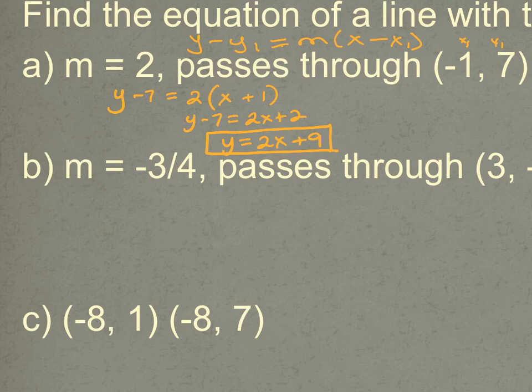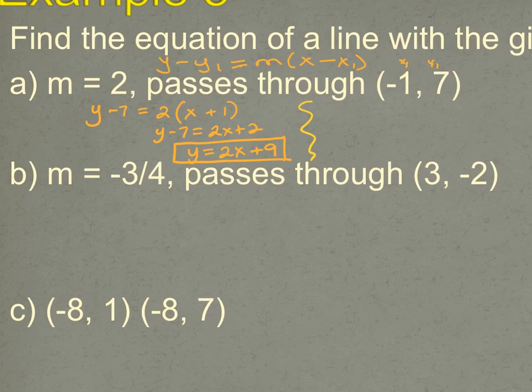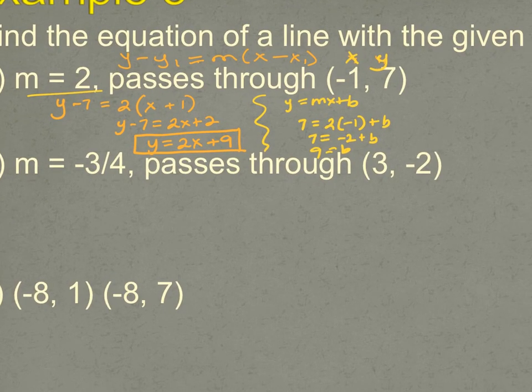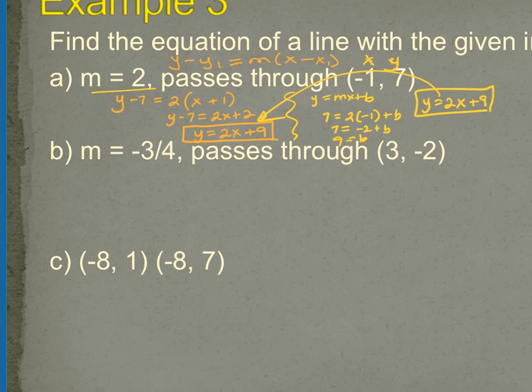Your other option, and I don't care which one you use, whichever one you're most comfortable with, is to take this information, plug it into y equals mx plus b, solve for b, and then plug it back in. So in this case, this is the x, this is the y, this is still the m. 7 equals 2 times -1 plus b. 7 equals -2 plus b. b would equal 9. And then I take that and the slope and plug it back in. y equals the slope, which is 2, x plus b, which is 9. Either way, you get the same answer. Do whichever one you're most comfortable with.